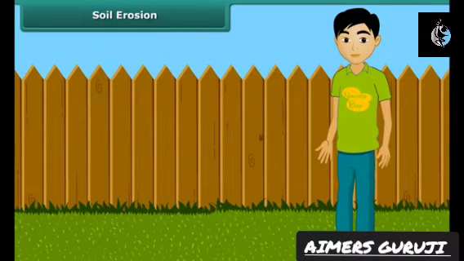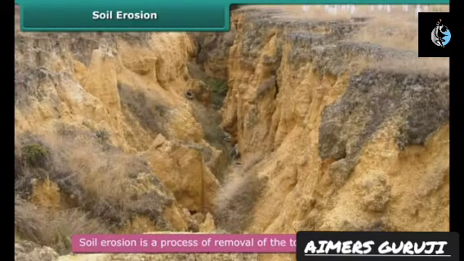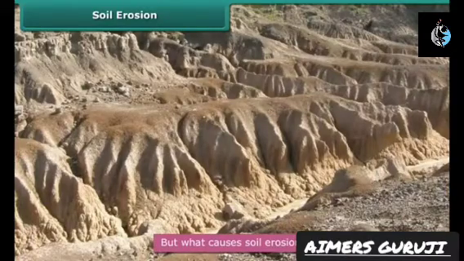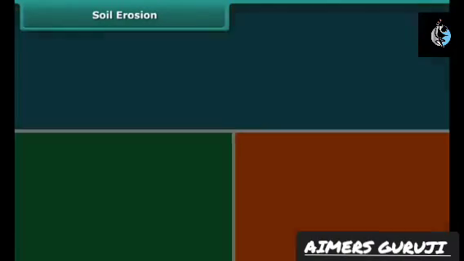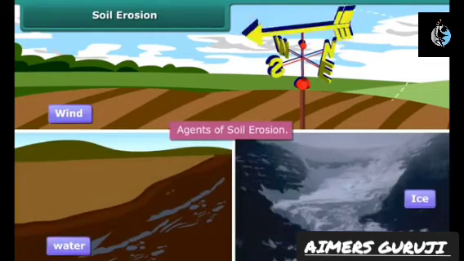Soil erosion. Can you explain what soil erosion is? Well, soil erosion is a process of removal of the top layer of the soil. But what causes soil erosion? Basically, it is caused by the action of wind, water, and ice. These are the agents of soil erosion.